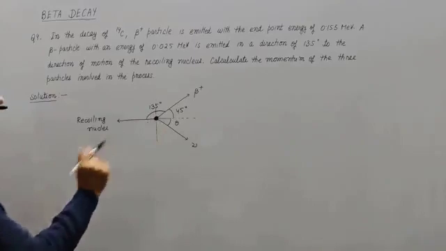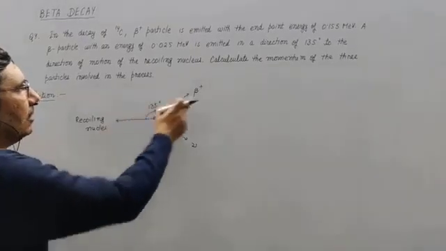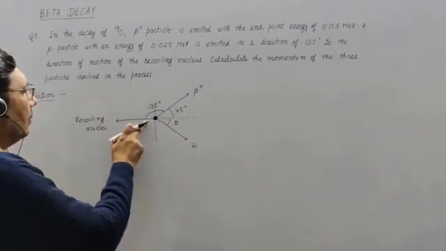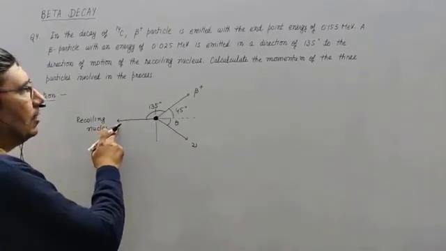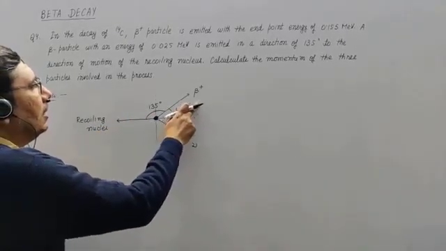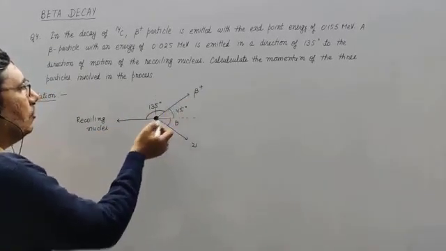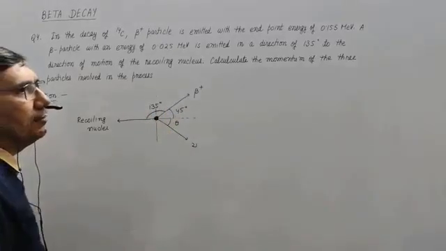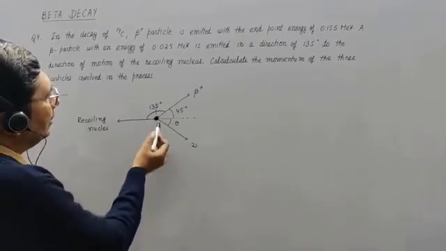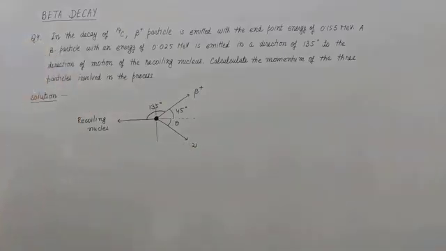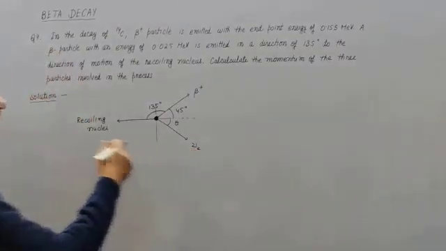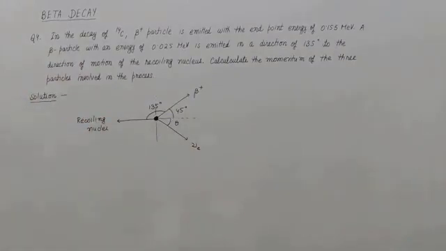So a nuclei decaying into 3 particles, recoiling nuclei, beta plus and neutrino. Suppose this is the direction of recoiling nuclei. So this beta particle is emitted in such a direction that these two directions are at an angle of 135 degree with respect to each other. I have assumed that this is the direction of this neutrino. Neutrino is moving in this direction. Now our objective is to find out the momentum of all these 3 particles.